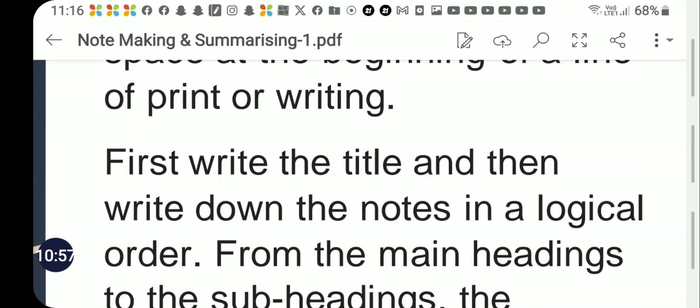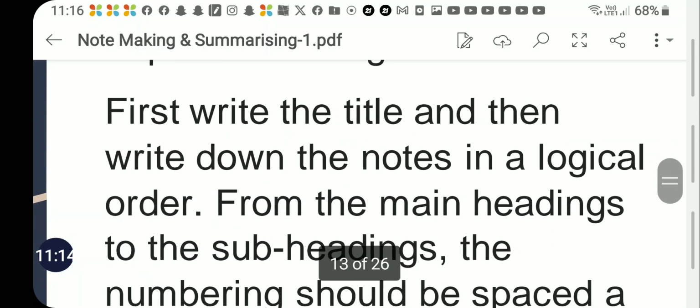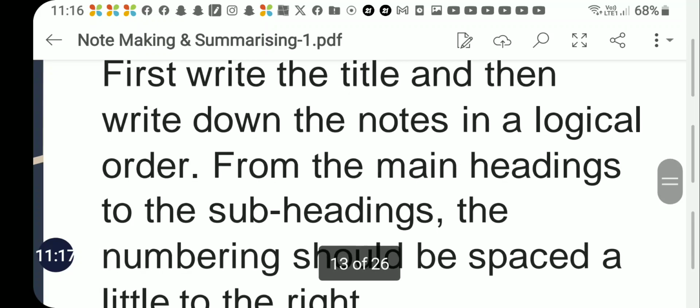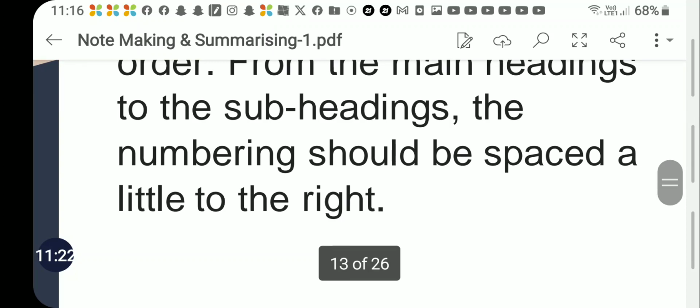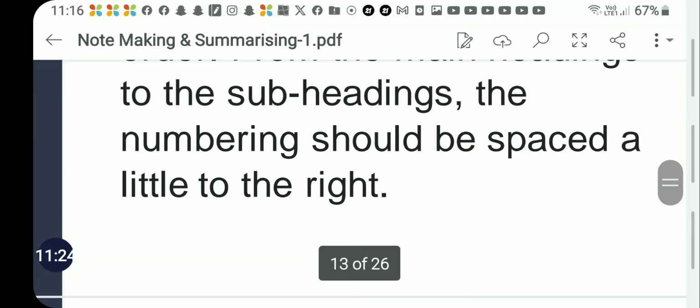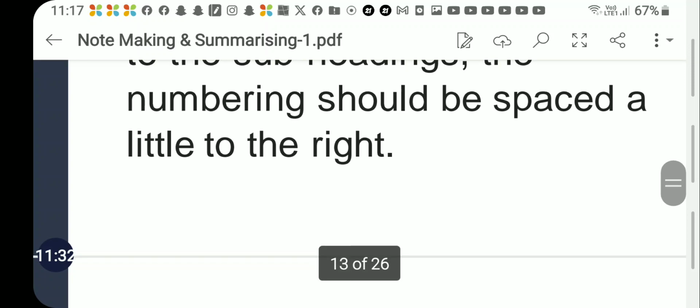So if you are writing, give the heading, then 1.1, leave a margin, right? Leaving that margin or leaving that space is called indenting. It's referred to as indentation. First write the title and then write down the notes in a logical order. From the main headings to the subheadings, the numbering should be spaced a little to the right. So it should be more towards the right side rather than the left side. You have to leave space on the left side. Okay.